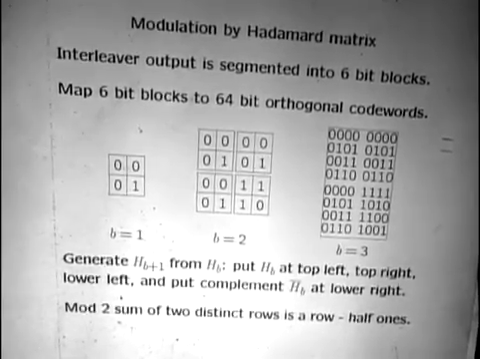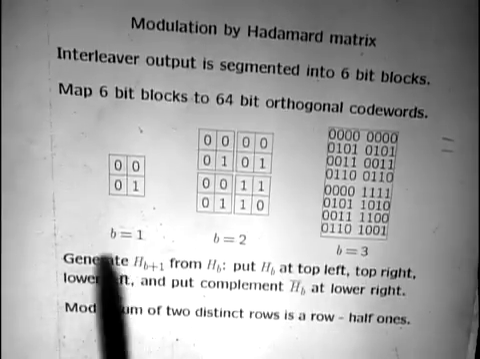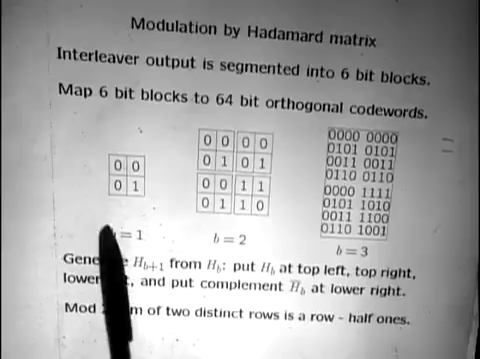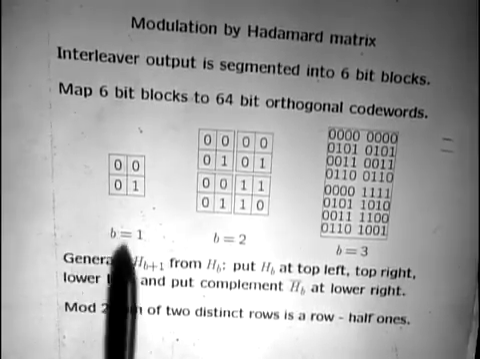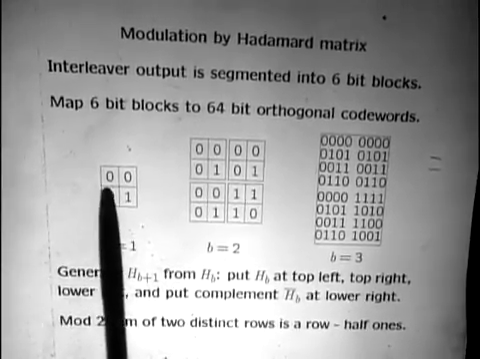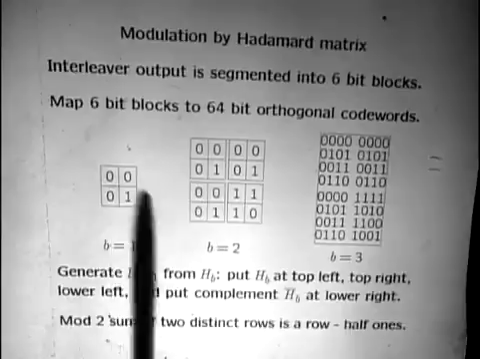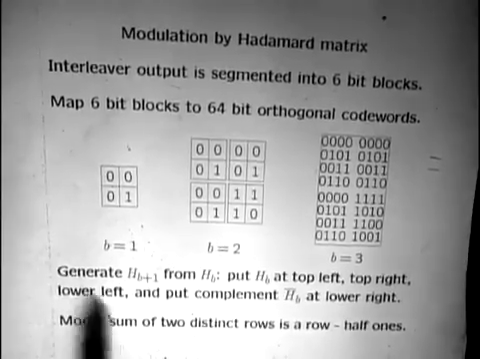And it's simple. You have a Hadamard matrix for each integer b. If you start out with b equals 1, which is 1 bit that you want to encode, you have a matrix which consists of two orthogonal code words, one of which is 0, 0, and the other is 0, 1. There aren't too many choices for that, and they're all equivalent.